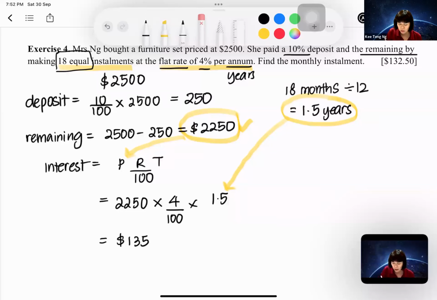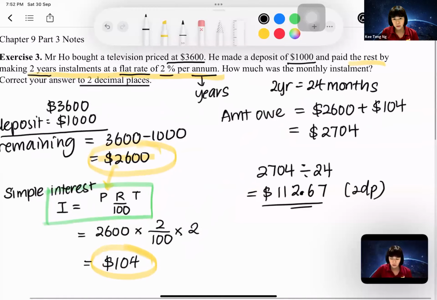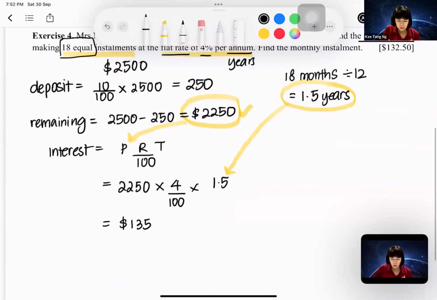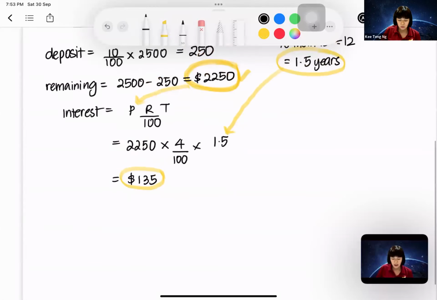$135 is not the only amount I need to pay. What else do I need to find? Read carefully. I found my interest already, right? I need to add it back to the amount that I owe. So this amount and the amount that I owe, 2,250, I need to find the total. Yes, need to add together.